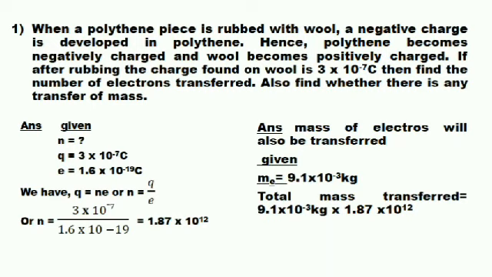electrons. So for 1 electron the mass is 9.1 into 10 raised to minus 31. Here 1.87 into 10 raised to 12 electrons are transferred. So the mass transferred will be 9.1 into 1.87, and the answer will be 1.70 into 10 raised to minus 18 kilogram. So we can move on to the second question.